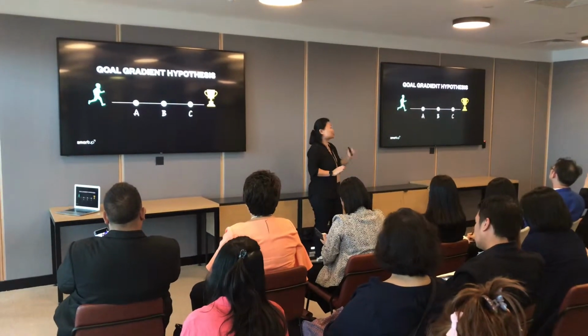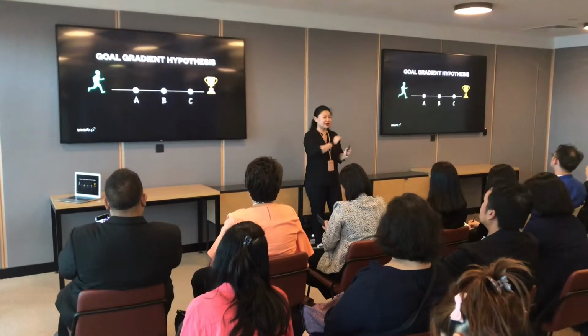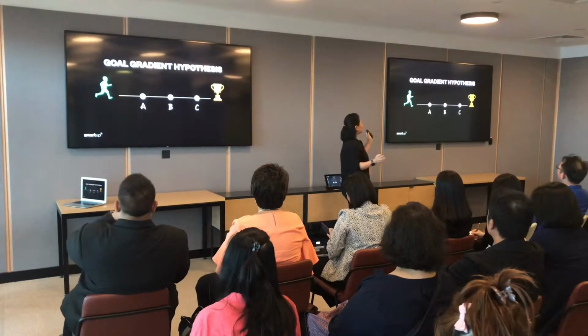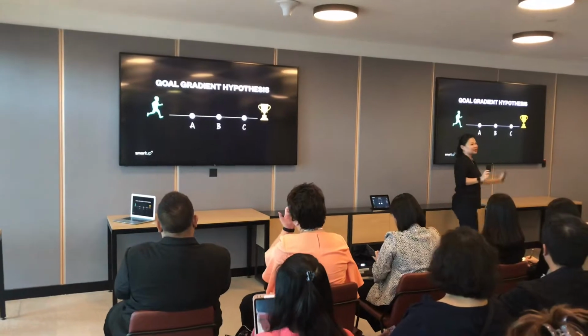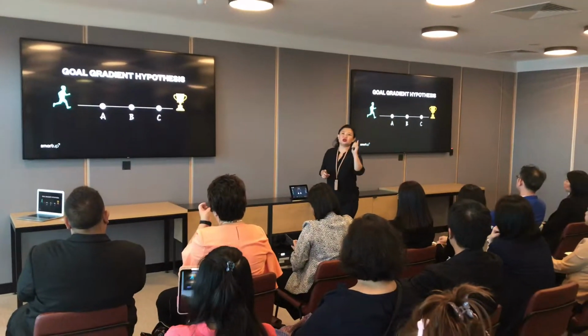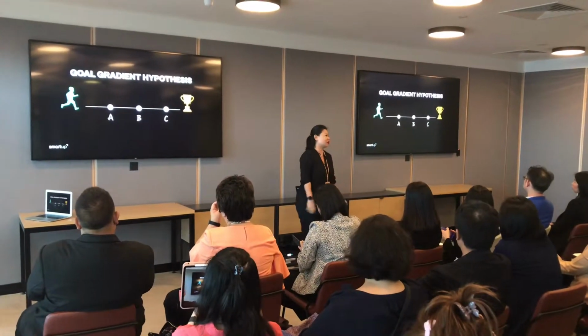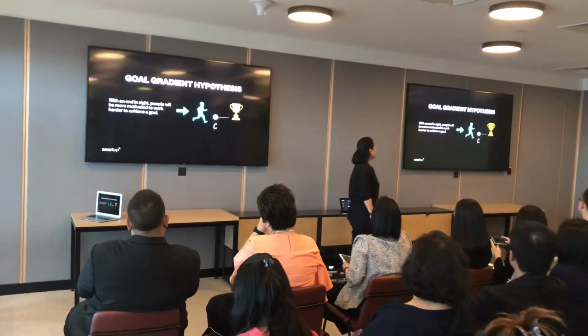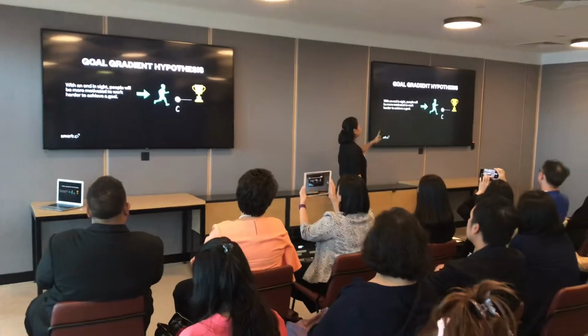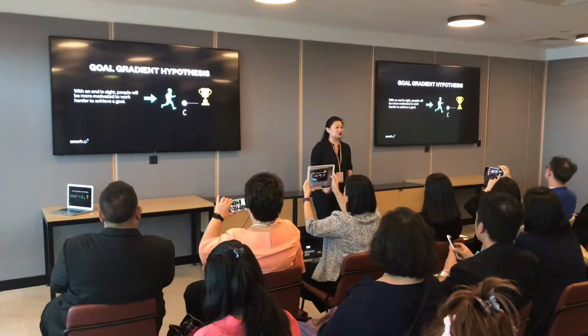The next one, the goal gradient hypothesis. Again, another gamification thing. If you look at this guy and he's starting to work towards the reward, A, B, C. At which point do you think he will run the fastest towards the reward? C. Correct. With an end in sight, people will be more motivated to work harder towards a goal.